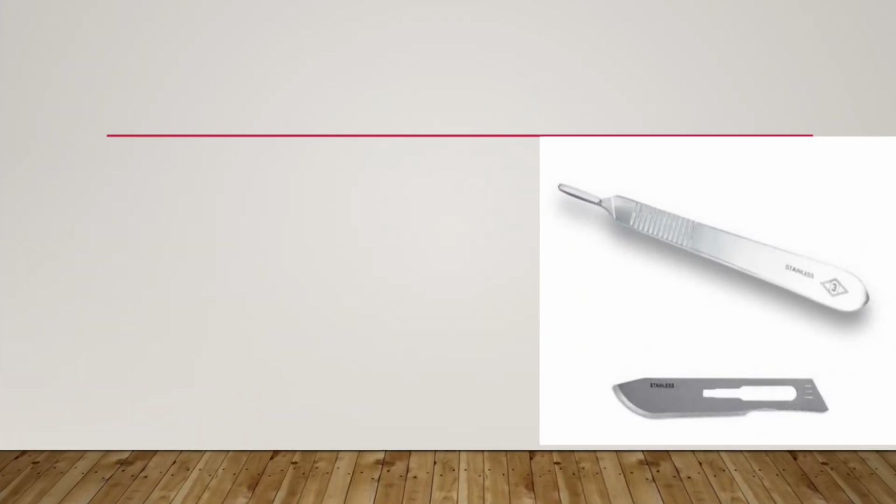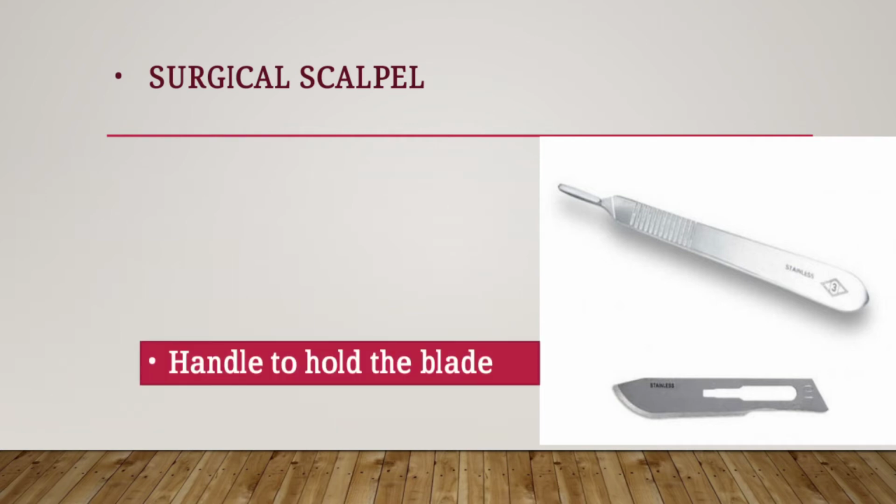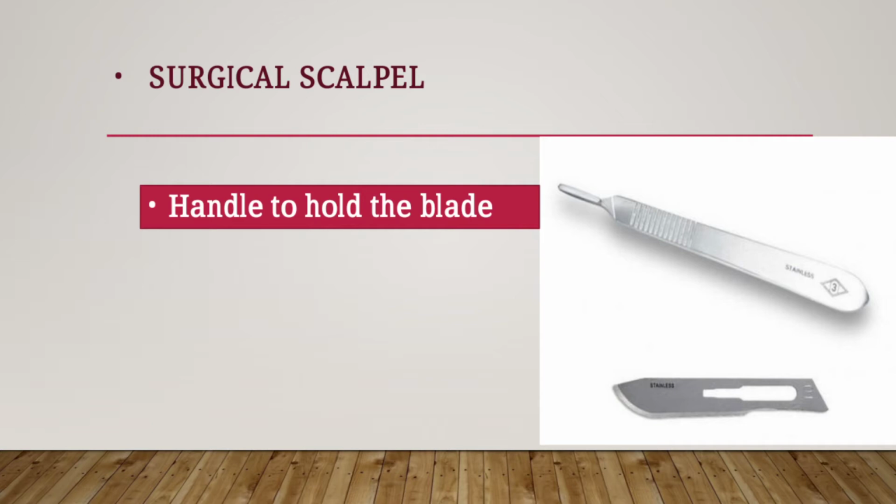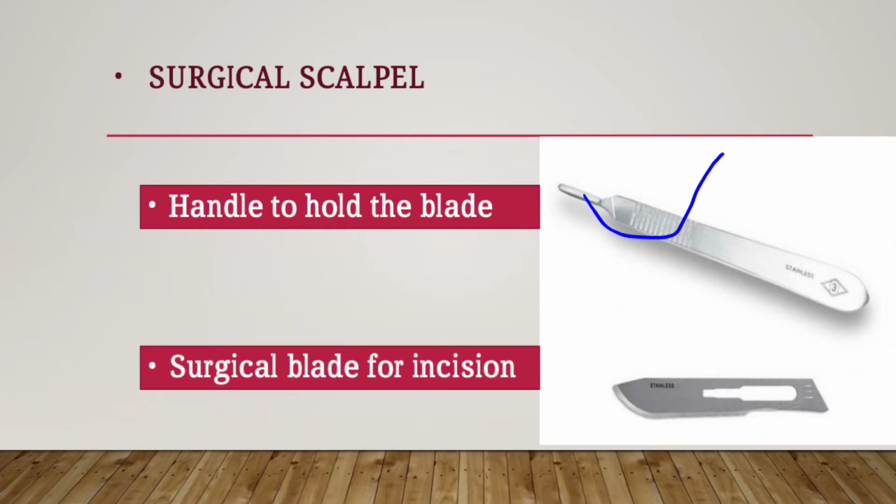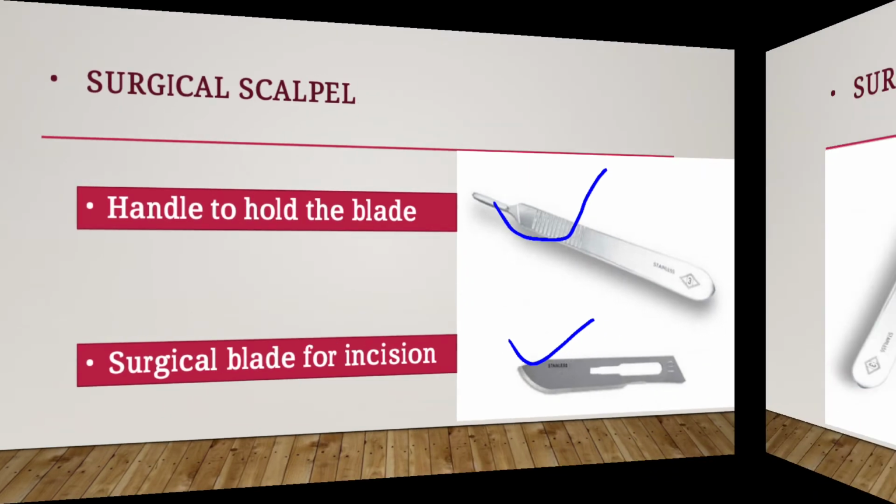The very first is the surgical scalpel. The surgical scalpel is used to hold the blade. It usually consists of two parts. The first one is a handle and the other one is the surgical blade. It's used for making incisions.